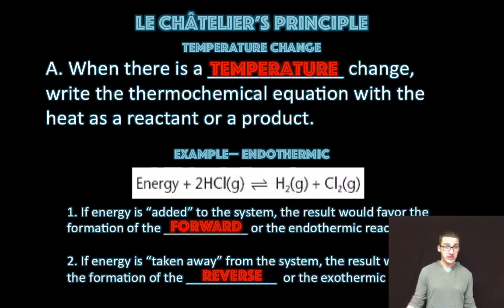Exothermic. Conversely, with an endothermic reaction, your energy species would be on the reactant side. So here when you add energy, putting heat energy in, it's going to favor the endothermic or forward reaction. Conversely, removing that is going to favor the reverse or exothermic reaction, giving that heat energy off.